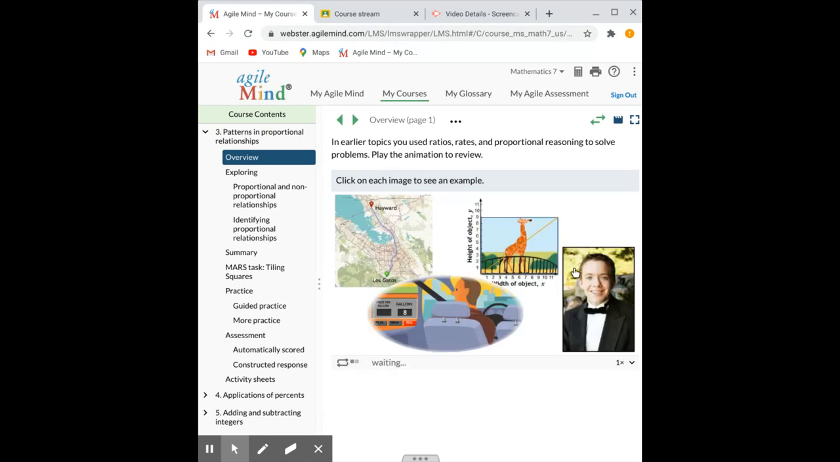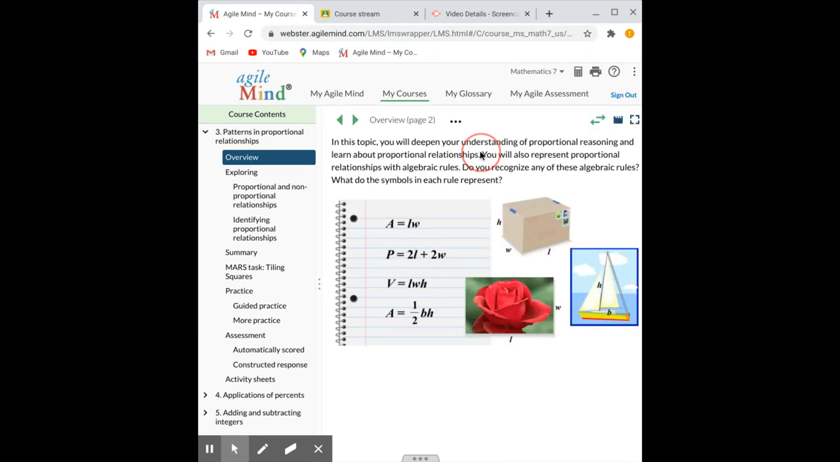All right, the next thing we're going to do is look at page 2. Okay, go ahead and read this for us, please, Braden. In this topic, you will deepen your understanding of proportional reasoning and learn about proportional relationships. You will also represent proportional relationships with algebraic rules. Do you recognize any of these algebraic rules? What do the symbols in each rule represent? Perfect. All right, so looking at this, there are 4 rules that they gave us.